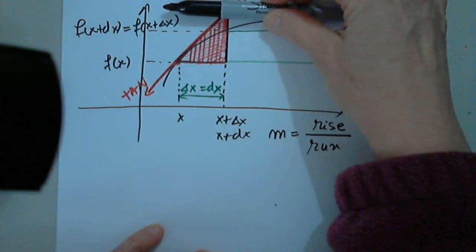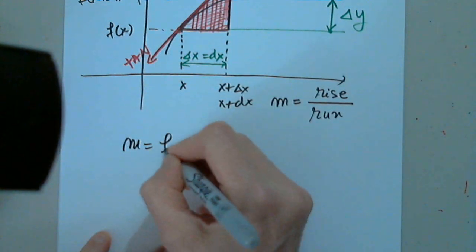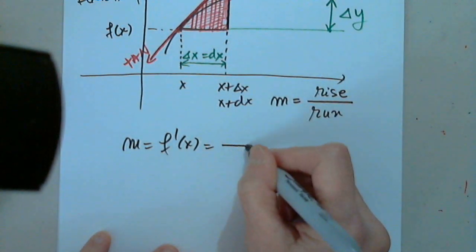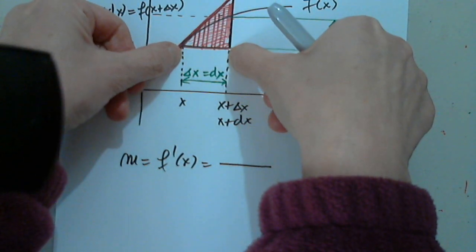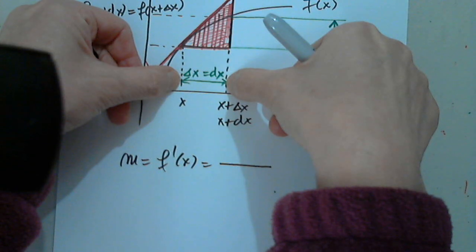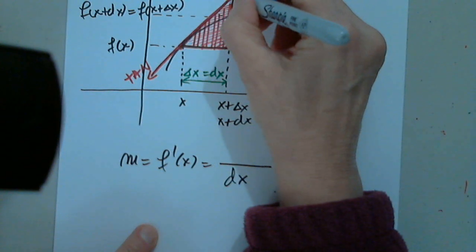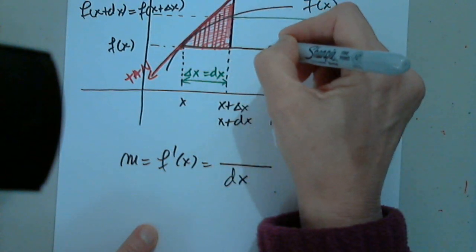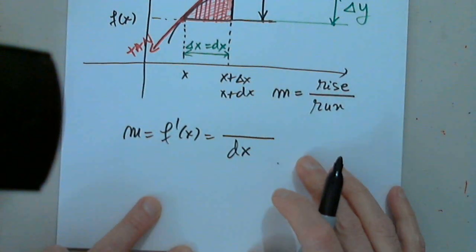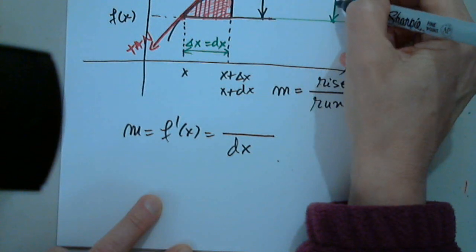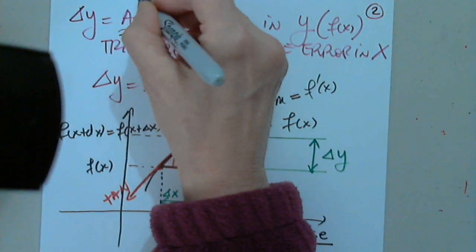So I have the slope, which is f prime of x, which is rise over run. Let's start with the run. What is the run? Is it dx? Of course, awesome. So now the question is, what is the rise? Is it delta y? Careful. This is delta y. This is the exact, the actual, exact.